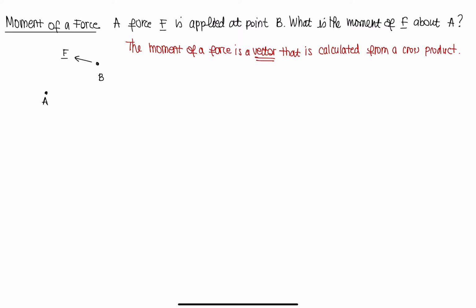So if we have the force F here applied at point B, how do we find the moment of the force F about point A? The moment of the force F about point A, I'm going to call it M vector, is equal to the position vector from A to the point of application of F. So that vector is equal to RB minus RA, the position vector RB minus RA, crossed with the force.